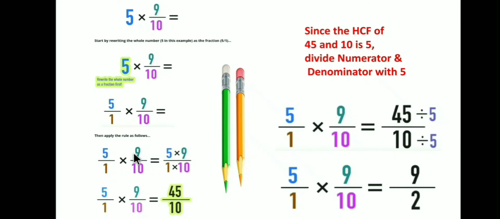5 upon 1 into 9 upon 10 is equal to 5 into 9 upon 1 into 10, which is equal to 45 upon 10. If we observe carefully, 10 and 45 both are multiples of 5. So we have a common factor among them, which is 5. The highest common factor of 45 and 10 is 5. We will divide both the numerator and the denominator by 5. After dividing by 5, we will get the product as 9 upon 2, which is in its standard form. So the product of the whole number 5 and 9 upon 10 is 9 upon 2.